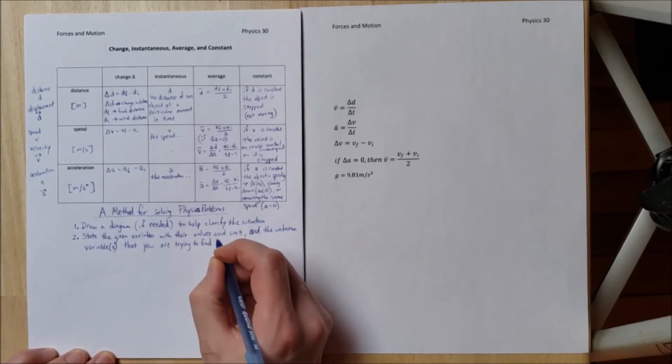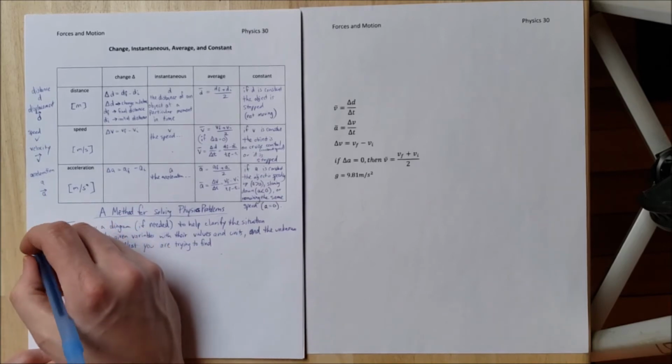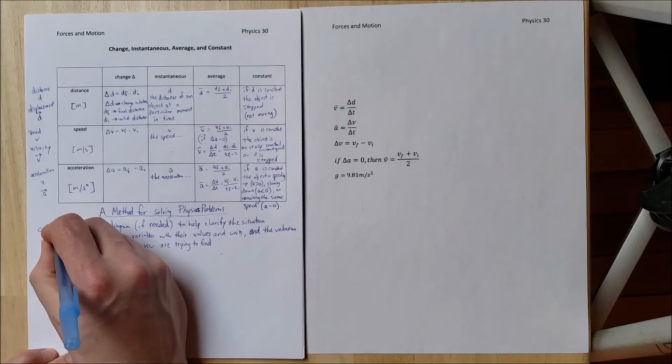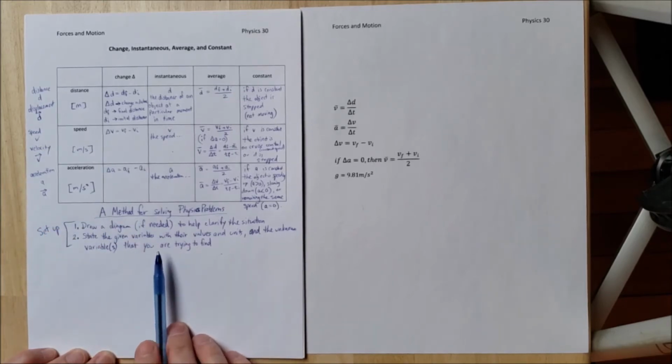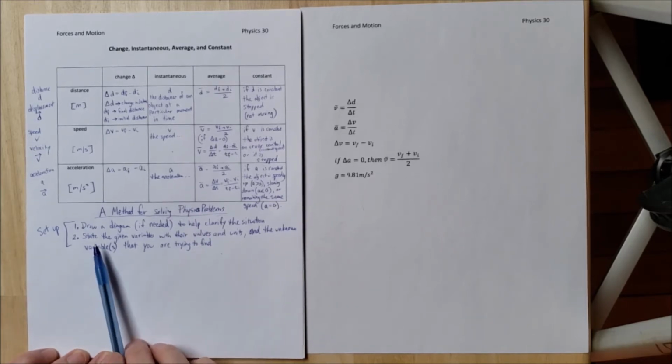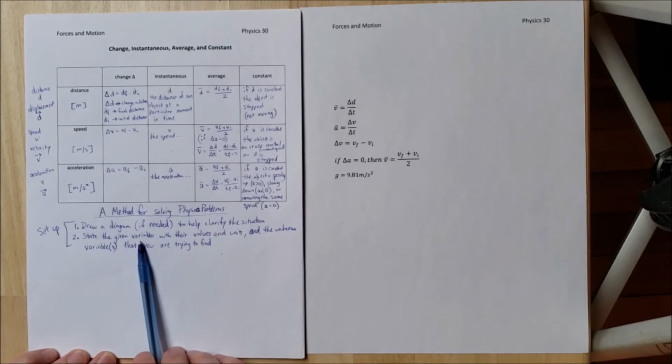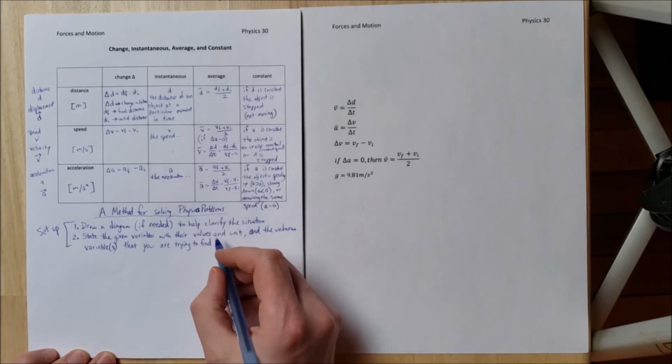And both of these things are basically the setup. So when you're setting up the solving part of your answer, you should do these things. You should draw a diagram if needed, and only if it's going to help out. And then you need to state all the variables that are given and all the ones that are unknown and that you're trying to find.